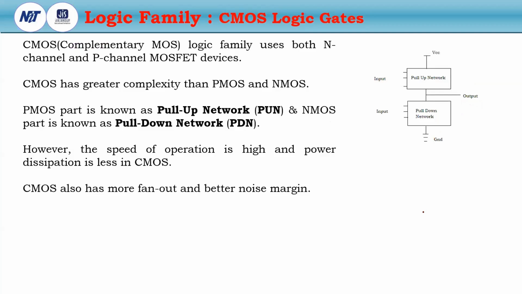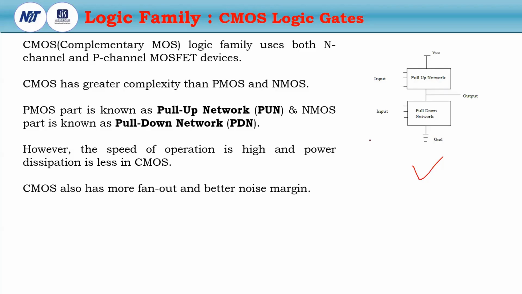So we should go for the complementary MOSFET. This is very important and is used in VLSI logic circuits. Why is it complementary? Because both the PMOS network and the NMOS network are used. PMOS networks are used in the pull-up network because the PMOS is used to get the output high.